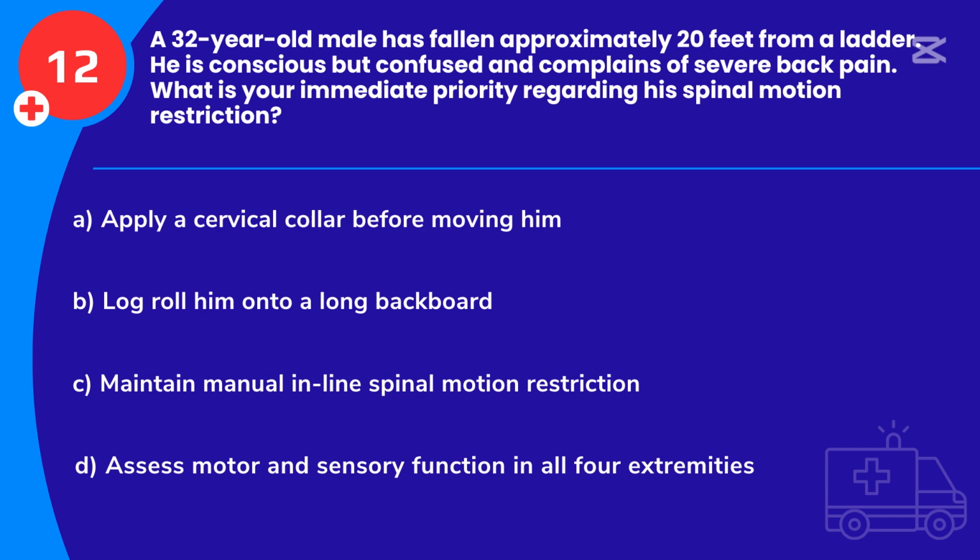Question 12. A 32-year-old male has fallen approximately 20 feet from a ladder. He is conscious but confused and complains of severe back pain. What is your immediate priority regarding his spinal motion restriction? A. Apply a cervical collar before moving him. B. Log roll him onto a long backboard. C. Maintain manual inline spinal motion restriction. D. Assess motor and sensory function in all four extremities.